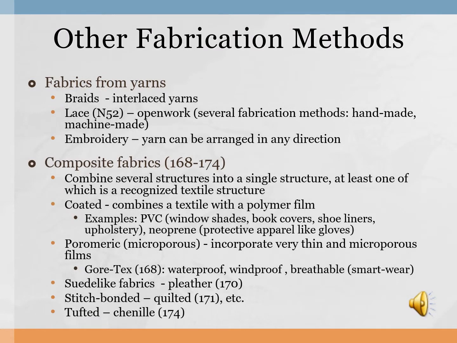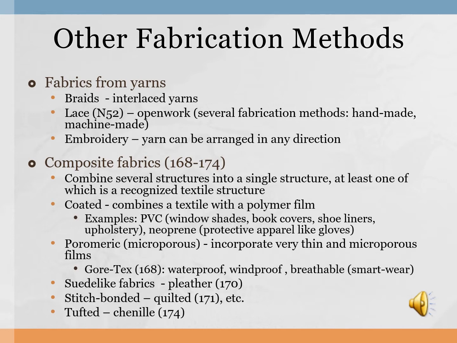Other fabrication methods include fabrics from yarns and composite fabrics. So fabrics from yarns are basically those that have been created from interlacing yarns together. So that includes braids, lace, and embroidery. And the interesting thing about embroidery is that the yarn can be arranged in any direction. Prior to this point, in almost all of the methods we've talked about, the yarn either has to be horizontal or vertical or what have you. And with embroidery, there's a bit more leeway, so the yarn can be arranged any way.